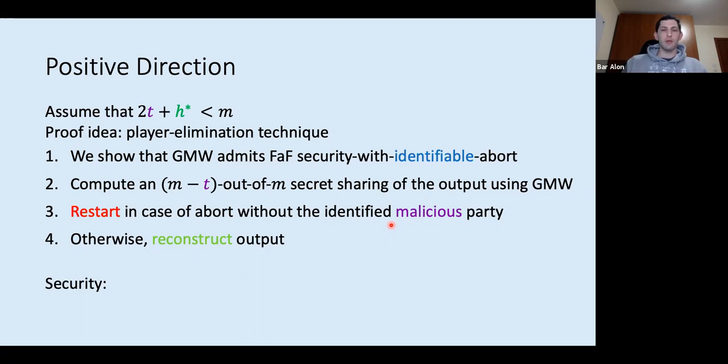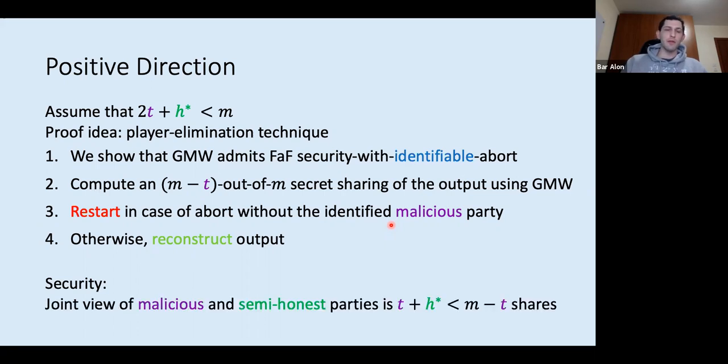So why should it be secure? The main reason is that if you take the joint view of the malicious and the semi-honest parties, there are at most T plus H star such parties, by assumption. This is strictly less than the number of shares required to actually learn anything from the output of GMW. So this is the reason they're using M minus T shares, because the number of malicious parties and semi-honest parties is strictly less than that. So they learn nothing. That's it. That's the entire proof of security.